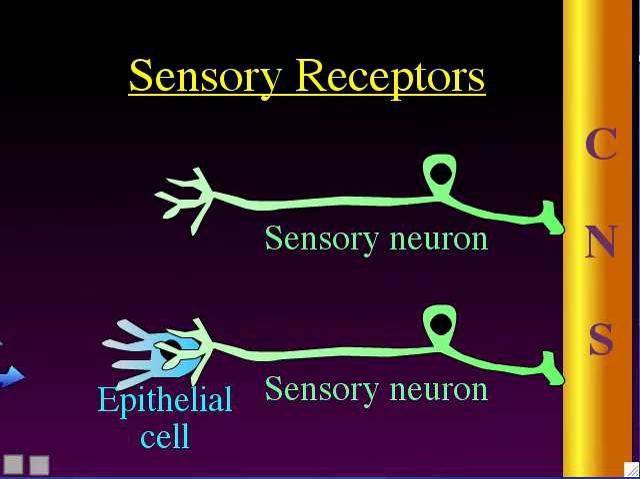Here comes the sense stimulus. And so in this type of sensory receptor, the epithelial cell detects it, and then the sensory neuron has a nerve signal, which then gets sent into the CNS. Okay, and we call these both sensory receptors.